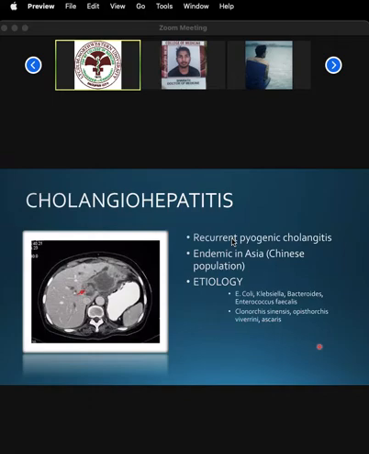So what happens? Bacterial enzymes cause bilirubin deconjugation, forming bile sludge, and this combination of bile sludge with bile pigment stones or brown pigment stones may cause later on obstruction, okay, and increase in the colonization of the bacteria. If this process is recurrent, patients may end up developing cholangiohepatitis.